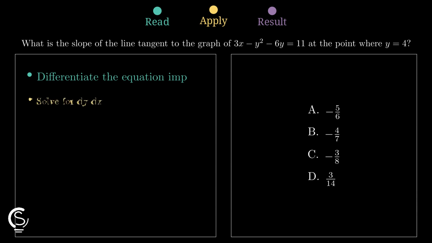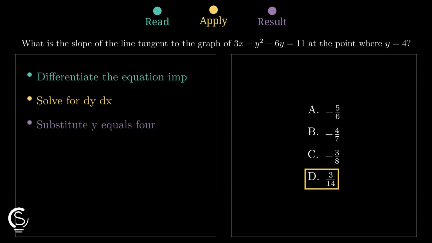Substitute y equals 4 into the new equation. This calculation gives 3 over 14, meaning option D is the final answer.